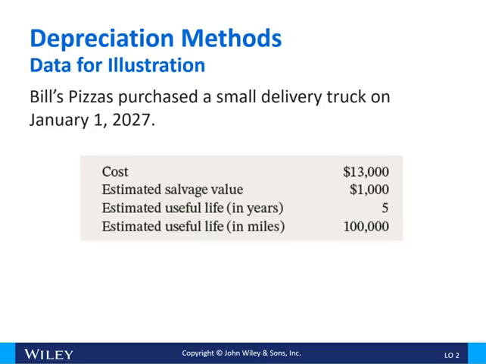So we're going to use this information for a few examples. So Bill's Pizza purchased a small delivery truck on January 1st, 2027. The cost was $13,000. The estimated salvage value is $1,000. Estimated useful life in years is 5, so we expect to use it for 5 years. And the estimated useful life in miles is 100,000. So we expect that we can drive that delivery vehicle for 100,000 miles.